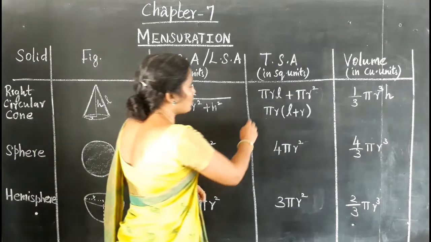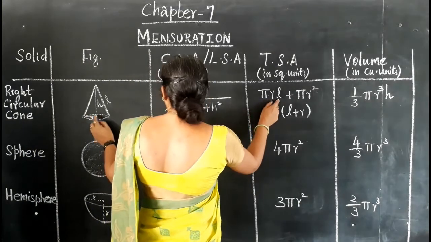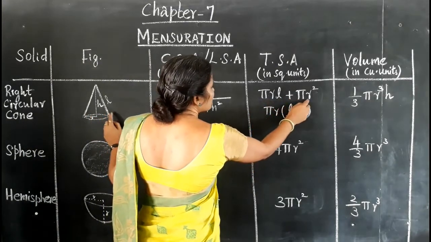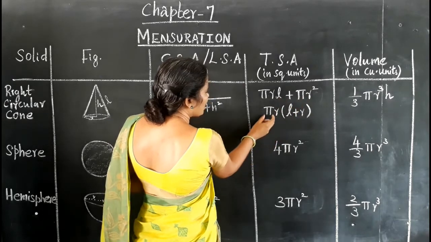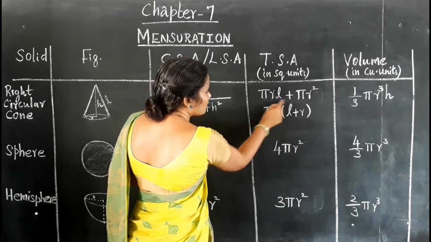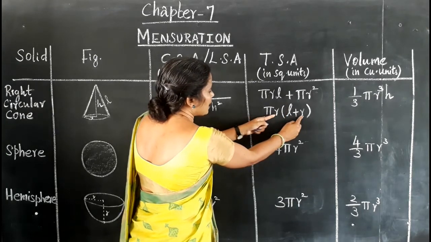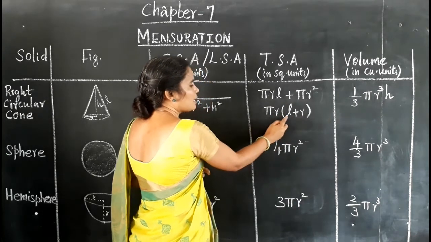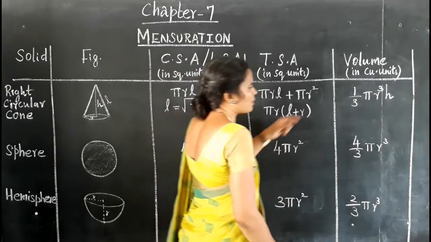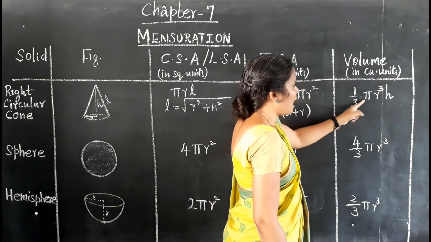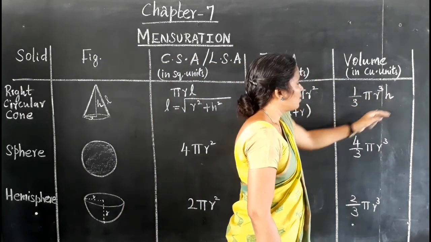And TSA of a cone is πrl plus πr². So adding both, combining both, πr is common: πr(l + r). So TSA of a cone is πr(l + r). Volume of a cone is 1/3 πr²h.